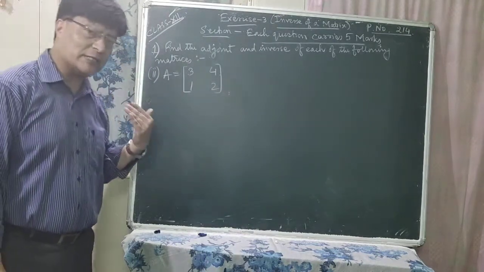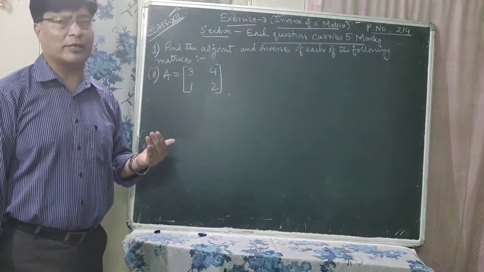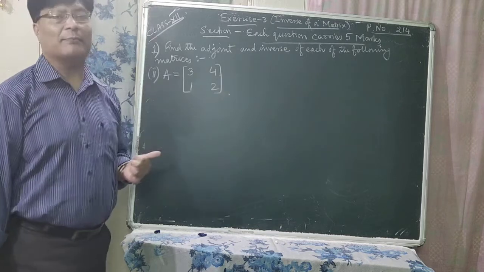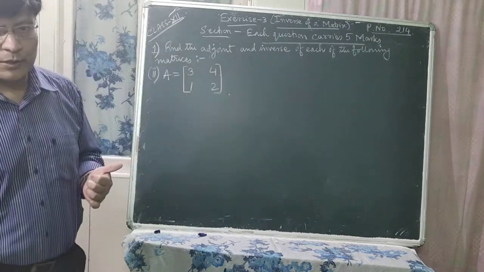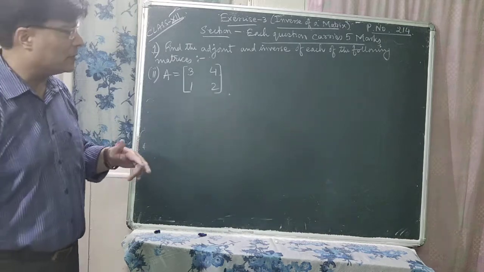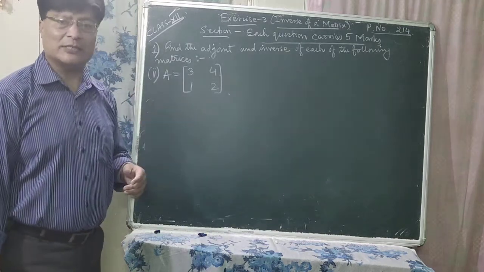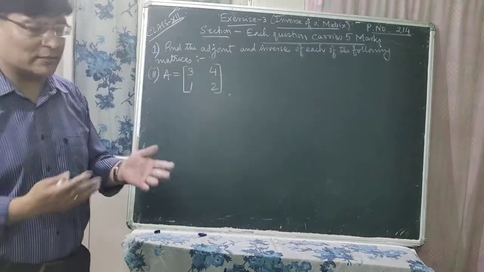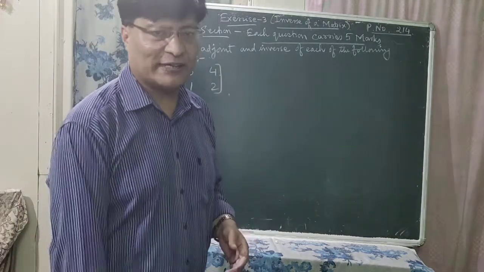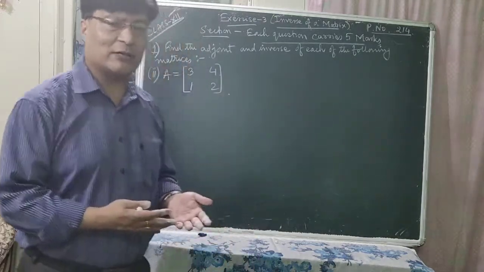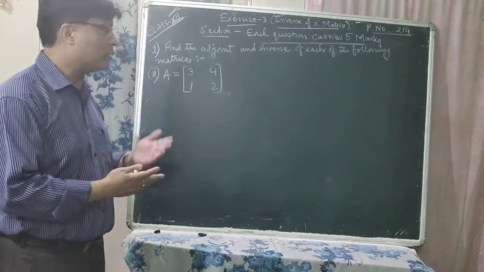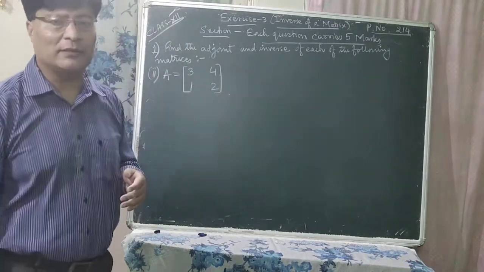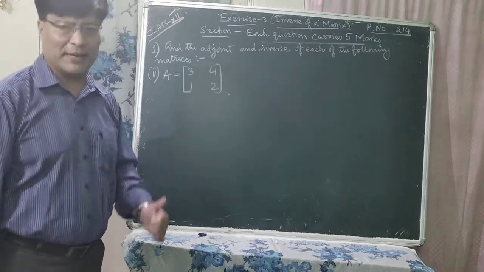We'll use the same method that we applied in the last online class also. We'll apply the same method here also. Okay, that is how to find out cofactor. How can you write down the adjoint of a given matrix, and from the adjoint how can you get the inverse of this given matrix.